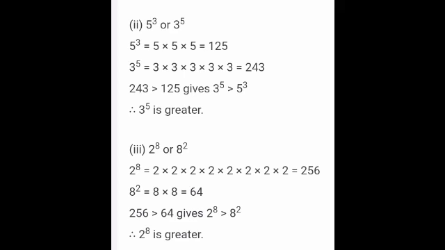In the same way, the third question, 2 power 8 or 8 power 2. The answer for 2 power 8 is 256 and 8 power 2 is 64. Comparing 64 and 256, 256 is the greater number. Therefore, 2 power 8 is greater than 8 power 2.